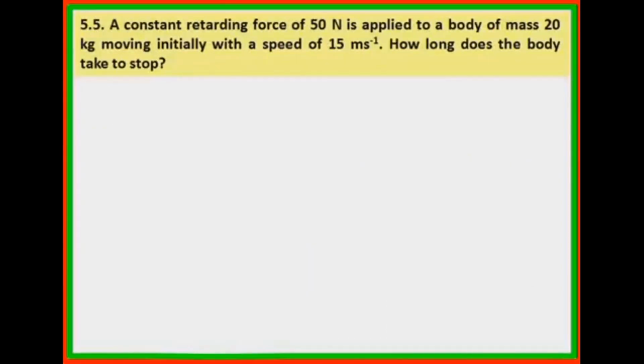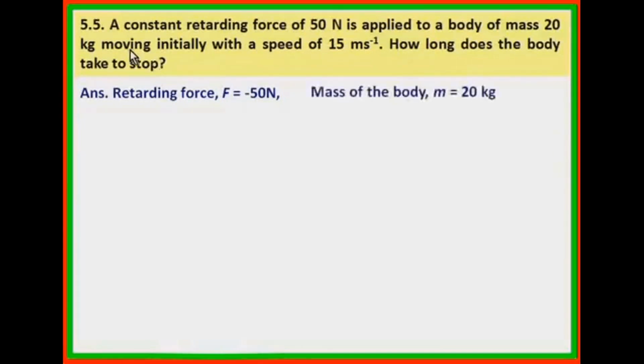Question number 5.5. A constant retarding force of 15 Newton is applied to a body of mass 20 kg moving initially with the speed of 15 meter per second. How long does the body take to stop? So we are noticing over here there is a force acting, but it is a retarding force. Retarding force is the force which will oppose the movement of the body, so it's taken as negative over here.